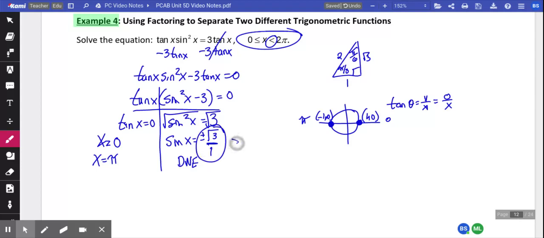This is also greater than 1, which we can't have, right? Our sine graph, if you think about the wave, the y value cannot go above 1. We hit 1, turn, go down to negative 1, turn, and so forth, throughout that whole wave. So this actually does not occur. So our only answers here are 0 and pi.